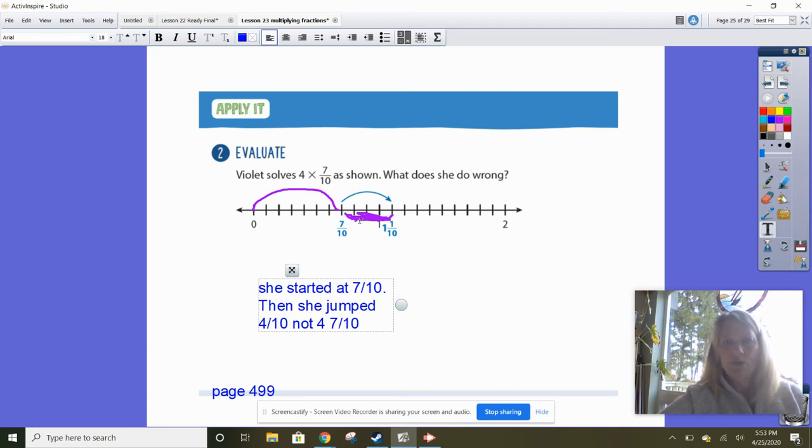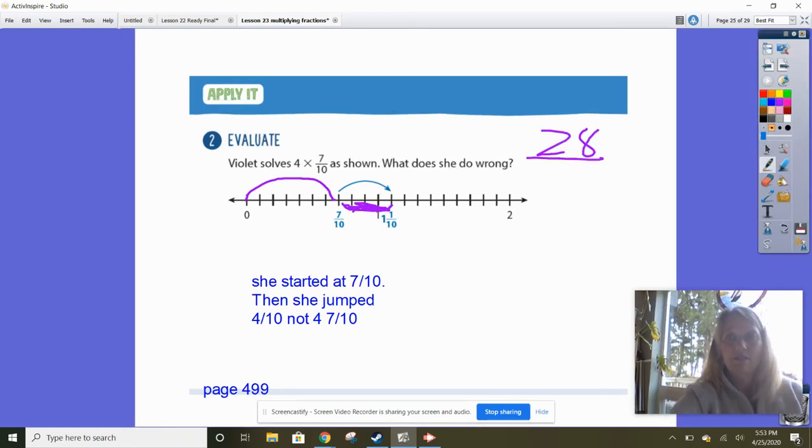Alrighty, because the answer really should be 28 tenths, which is going to be beyond here, right? Because 4 times 7 is 28. 28 tenths. I wonder if that's going to be the next problem to say fix it.